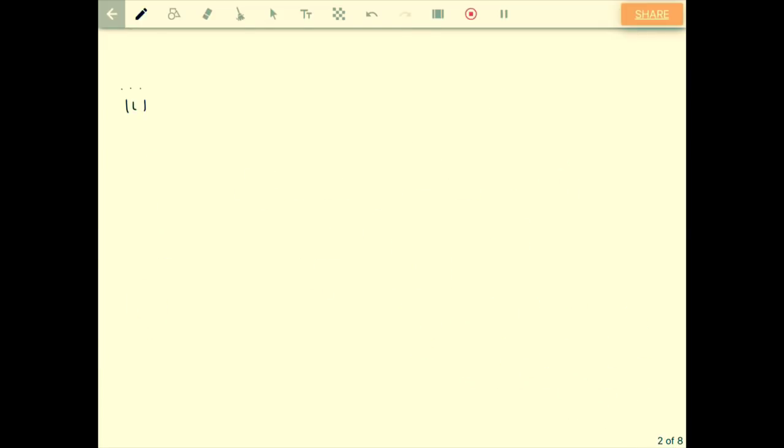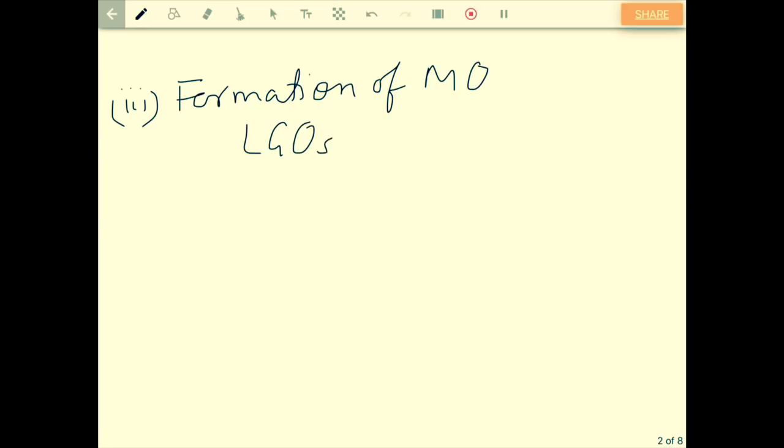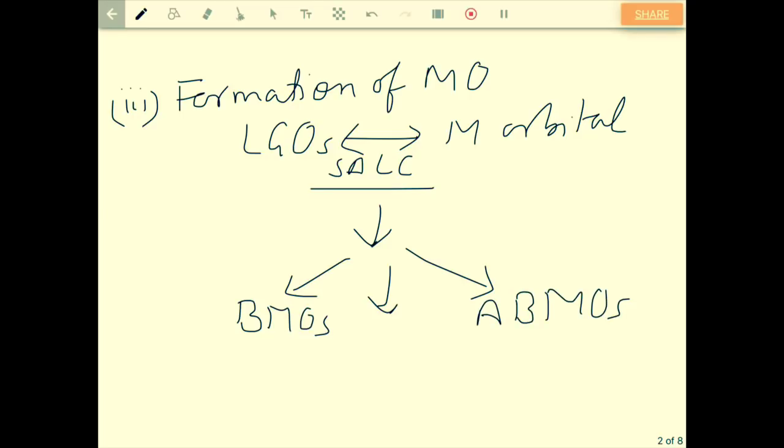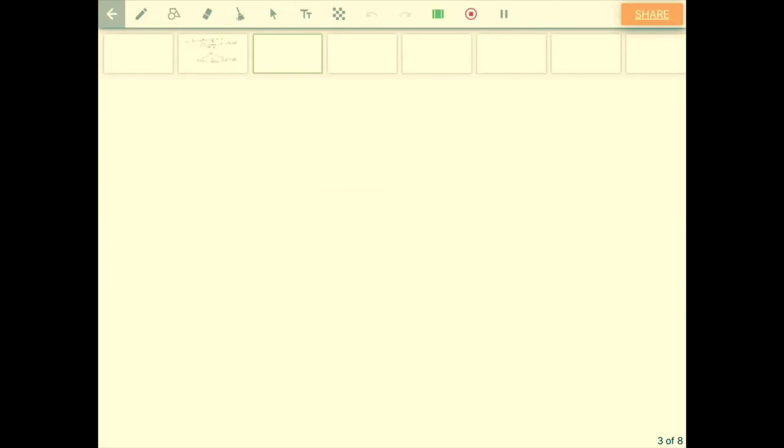The third step in the formation of metal ligand sigma bond is the formation of molecular orbitals. Now the ligand group orbitals will linearly combine with the metal orbitals of the same symmetry, and they can form three types of new orbitals: bonding molecular orbitals, antibonding molecular orbitals, and non-bonding molecular orbitals. One by one we can show the formation of different molecular orbitals with the help of these diagrams.